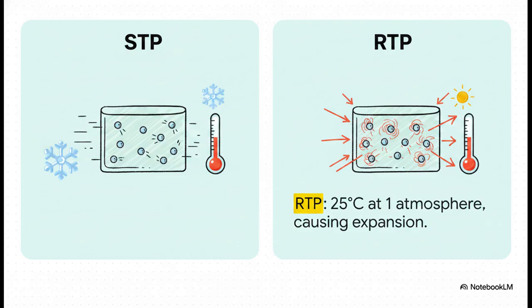Notice the molecular behavior here. At RTP, the higher temperature means thermal energy is transferred directly to the gas molecules. Watch those directional vectors pushing outward. Because the molecules are bouncing around with much greater velocity at 25 degrees, they exert a stronger force on their invisible boundaries, and that causes the gas to physically expand.